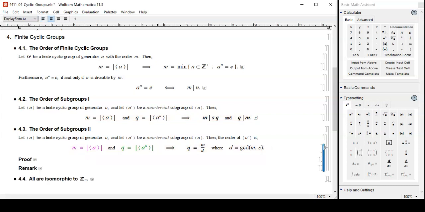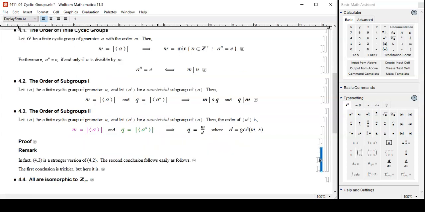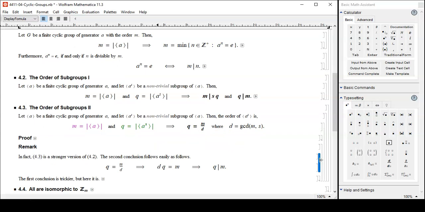Let me show you. Before proving 4.3, let's make this remark. 4.3 is actually a stronger version of 4.2, and then we can prove that the second conclusion of 4.2 follows from the conclusion of 4.3 easily. Q is M over D, so flip this denominator to the other side, you get Q times some integer is M. That integer is D. Great. How about the first conclusion here?